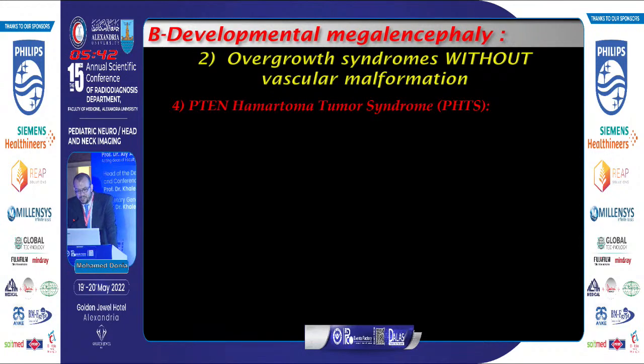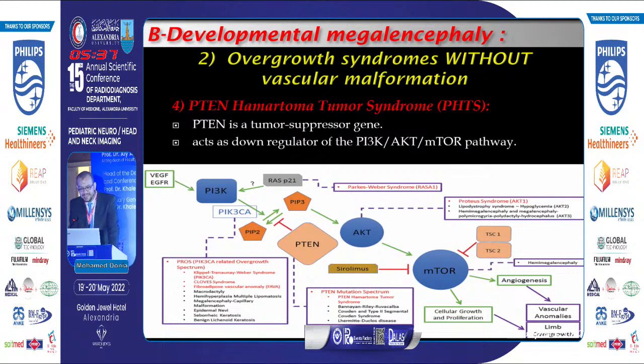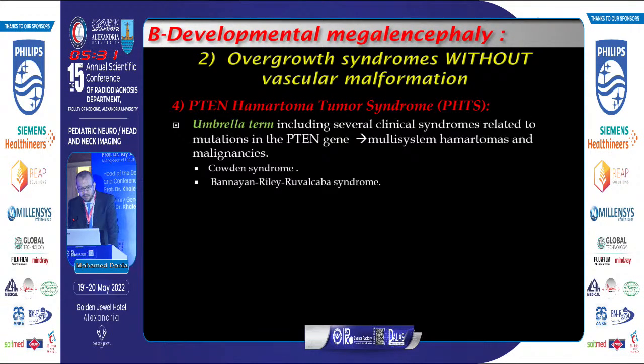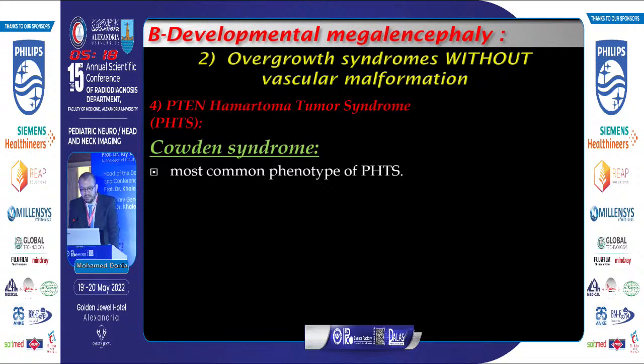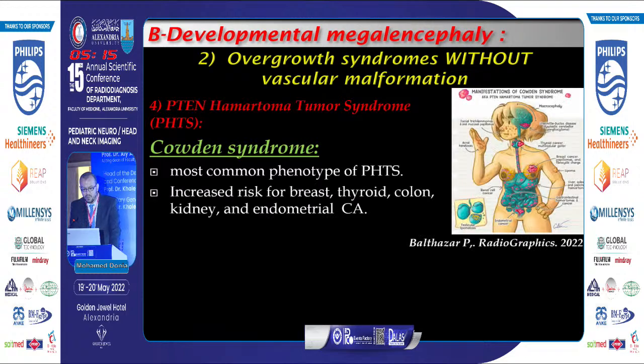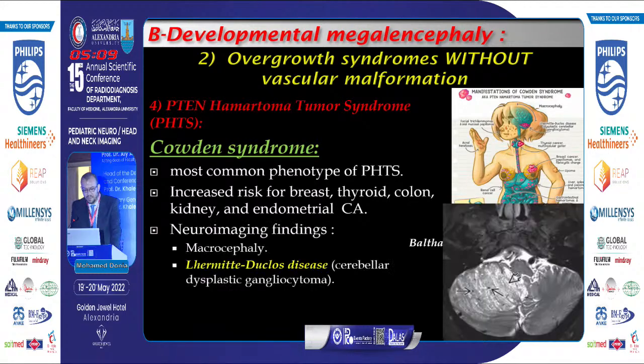Fourth is PTEN hamartoma tumor syndrome. PTEN is a tumor suppressor gene. It acts as a down-regulator of the PI3K-AKT-mTOR pathway. This is an umbrella term including several clinical syndromes related to mutation in the PTEN gene, leading to multi-system hamartomas and malignancies. Cowden syndrome is the most common phenotype of PTEN hamartoma tumor syndrome. There is increased risk of breast, thyroid, colon, kidney, and endometrial carcinoma. Imaging showed macrocephaly with Lhermitte-Duclos disease, or cerebellar dysplastic gangliocytoma.